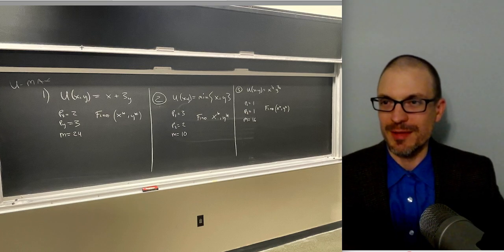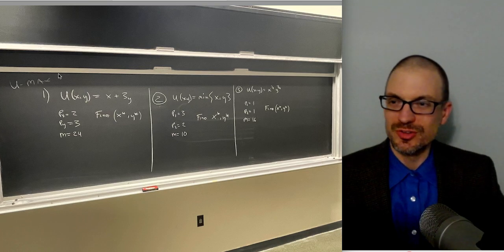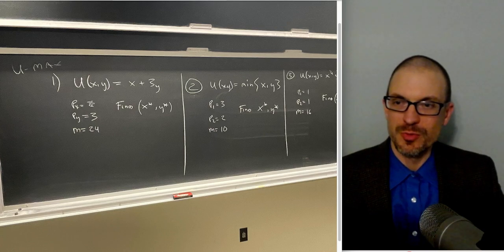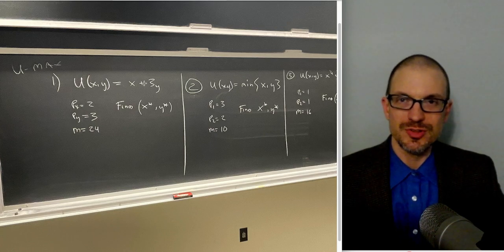Okay, so enough of that. What I want to do is talk about what each of these exercises is doing. So this one is a utility function where utility is coming from x plus 3y, right? Prices are 2 for x, 3 for y. Income is 24. You just want to find the optimal bundle. This is the consumer's utility maximization problem.